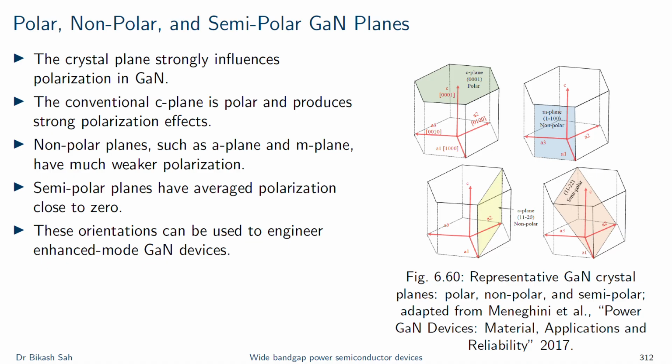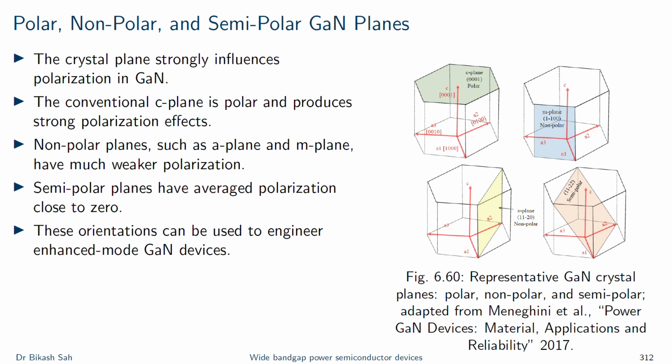Now let's try to understand different planes. There are polar, non-polar and semi-polar GaN planes. The crystal plane actually determines how strong the polarization effect is. The conventional plane in GaN is polar, which means that it produces a strong polarization field.